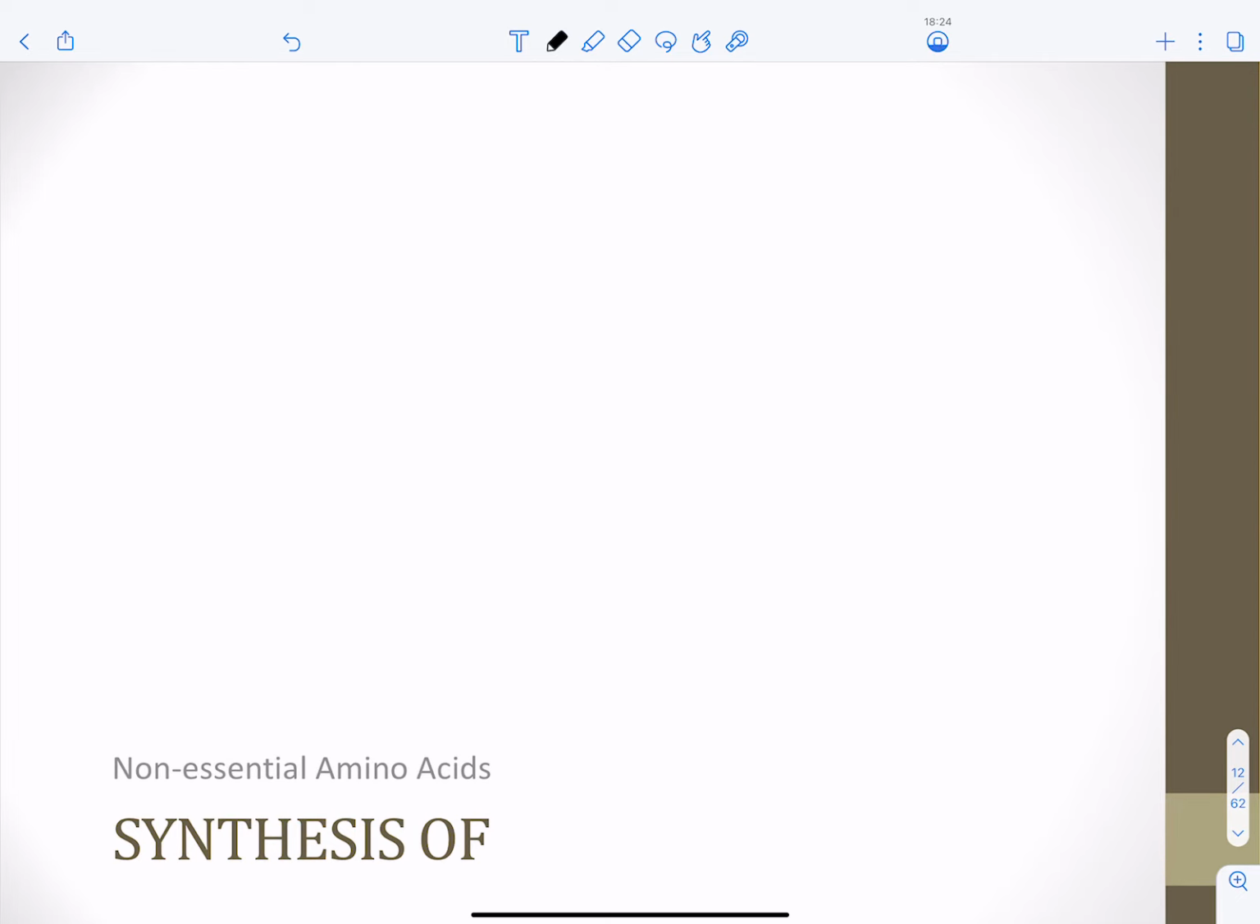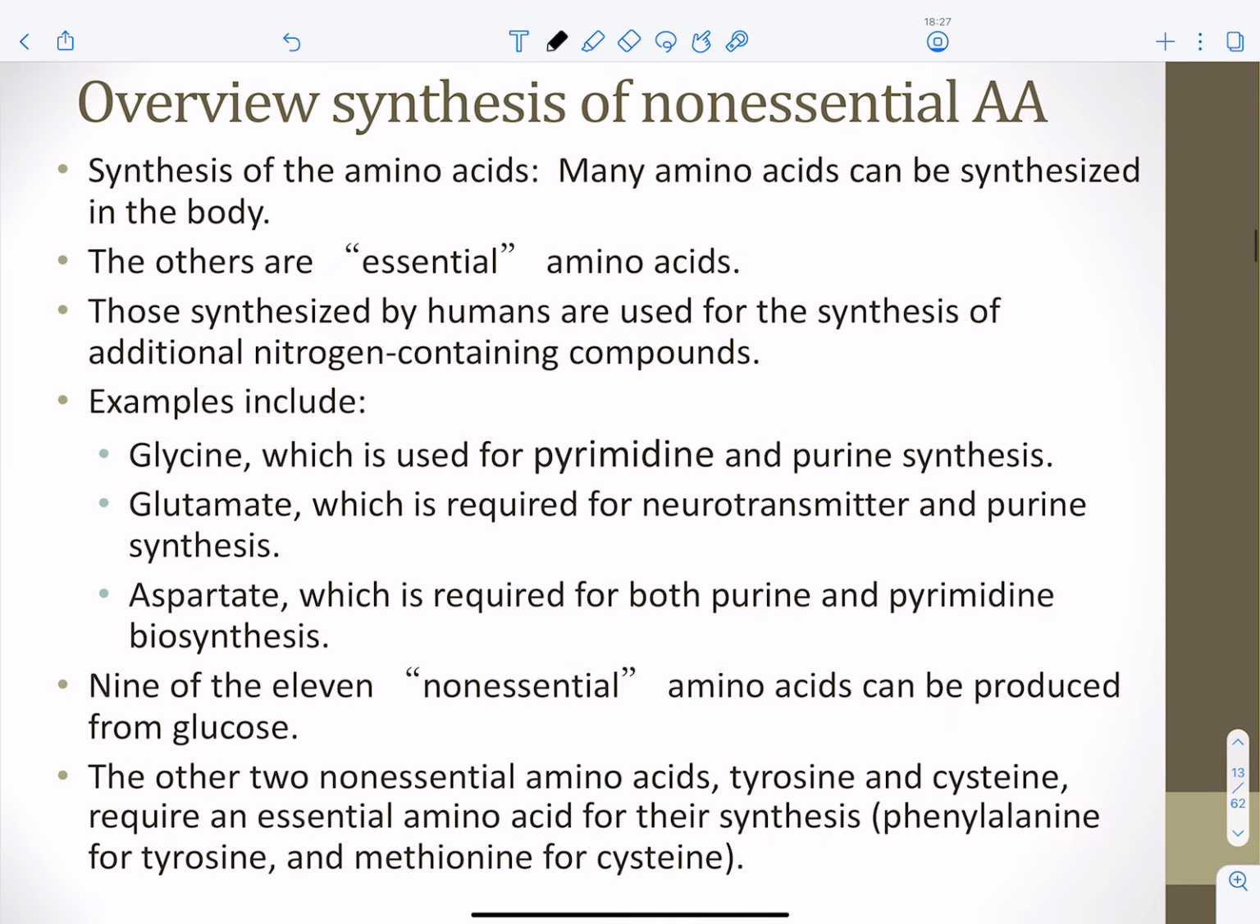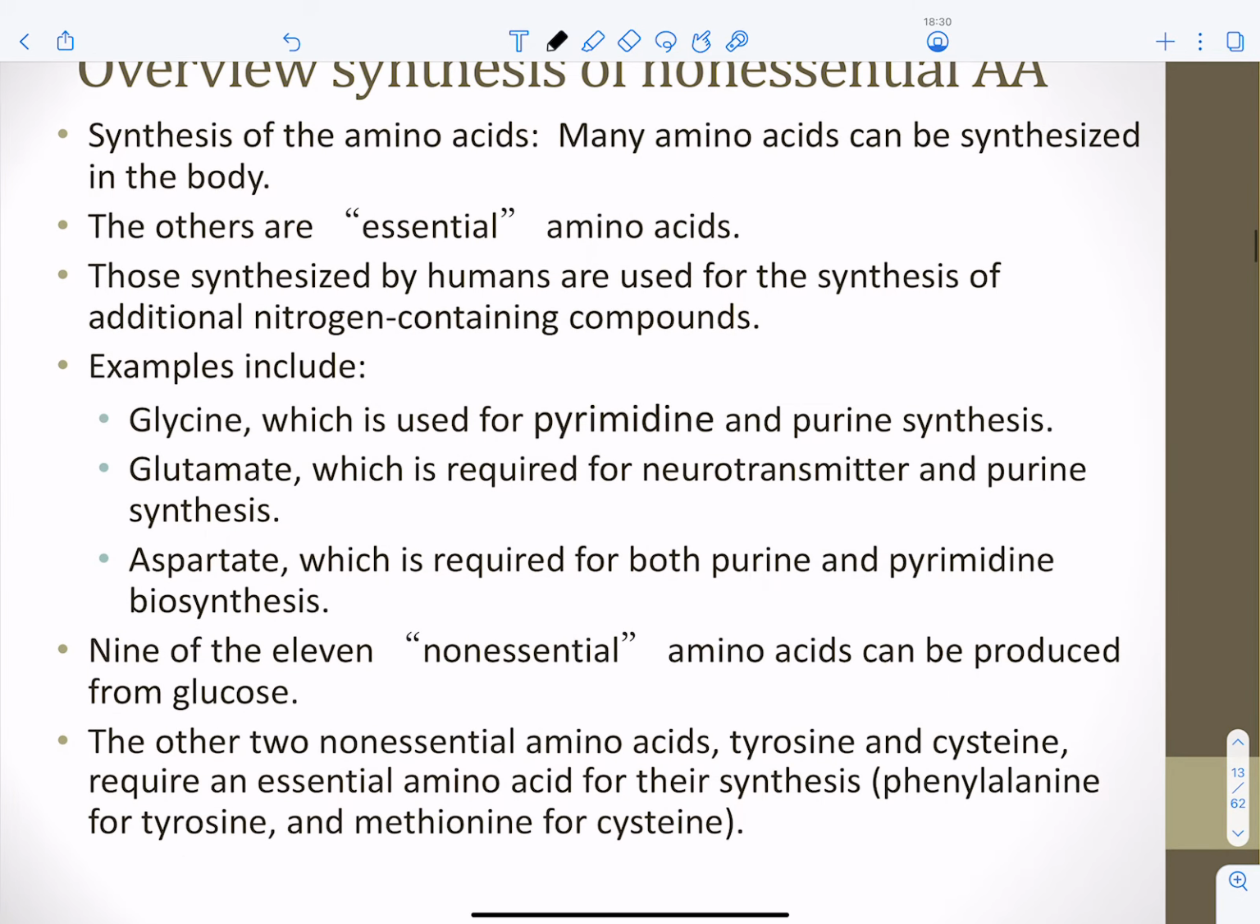All right, so now let's talk about the synthesis of our non-essential amino acids. So just really general, again, we're talking about non-essentials because we have the ability to synthesize them. Essentials, we don't have the enzyme to synthesize them. We are going to use amino acids, of course, for building proteins. That should be a given. So our amino acids are there to build proteins.